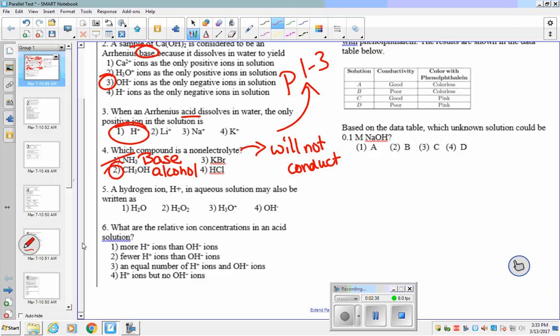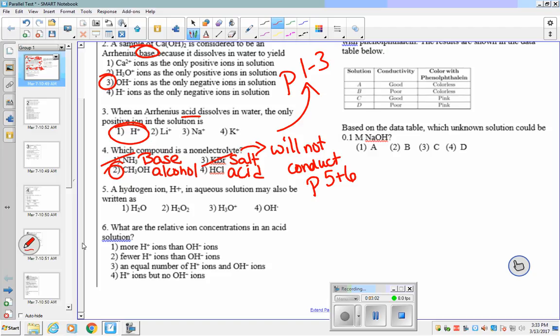Just to show you the other two, KBr is on opposite sides of the staircase. That's a salt, an ionic compound. Ionic compounds are electrolytes. And HCl is an acid. You can find more information about this on pages 5 and 6. So classifying compounds, again, is going to be extremely important.